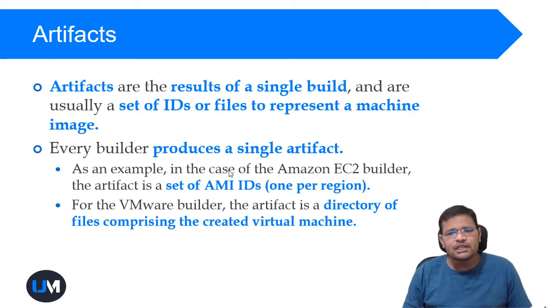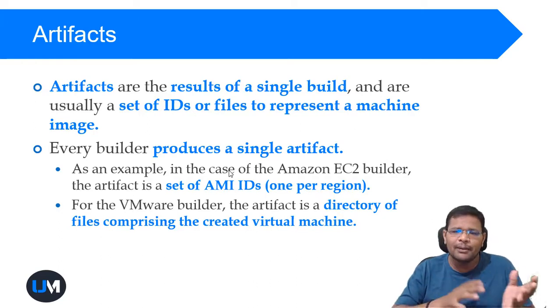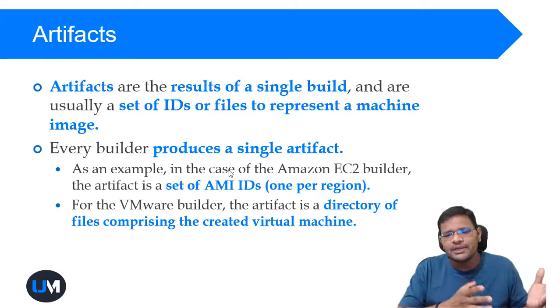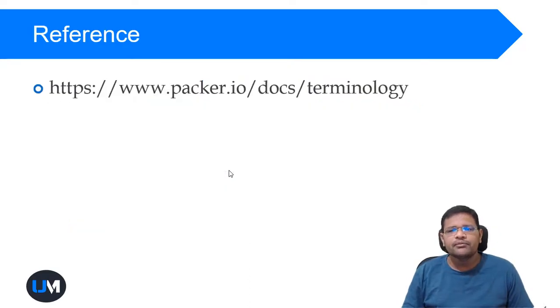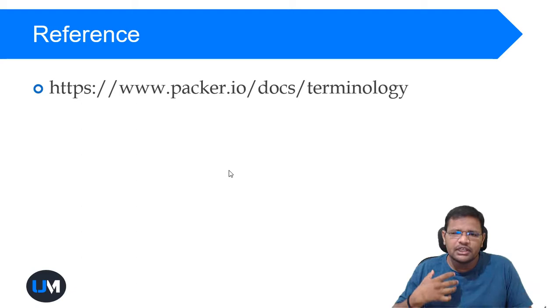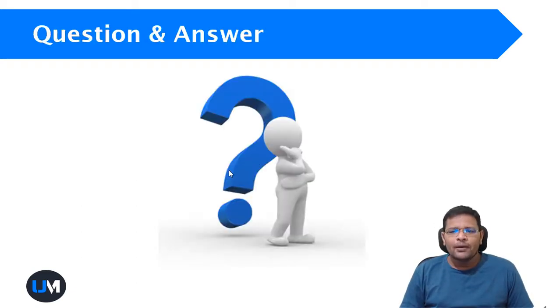These artifacts can be used to build the pipeline, where you can build an image, and after building the image, you can create an EC2 instance wherever required. So this is all about this terminology, and you can go to this URL where you can find all these terms defined, if you want in-depth knowledge about the terminology.